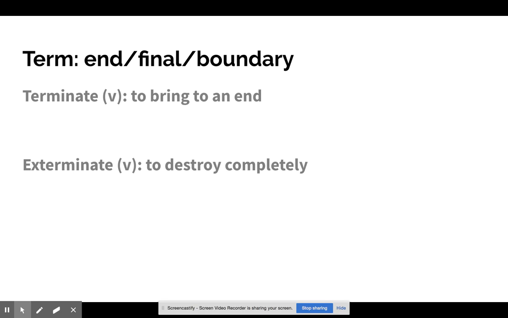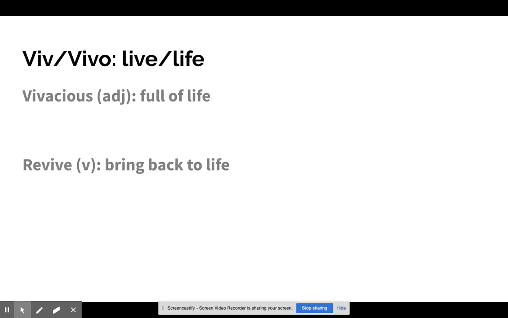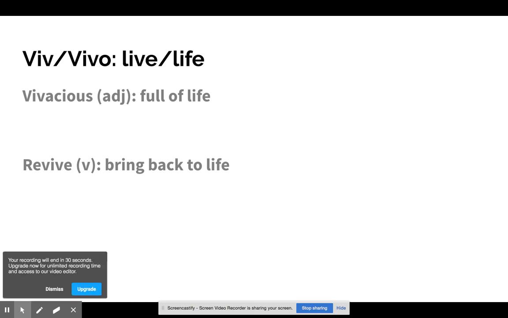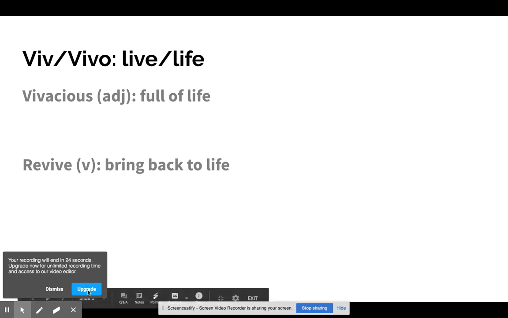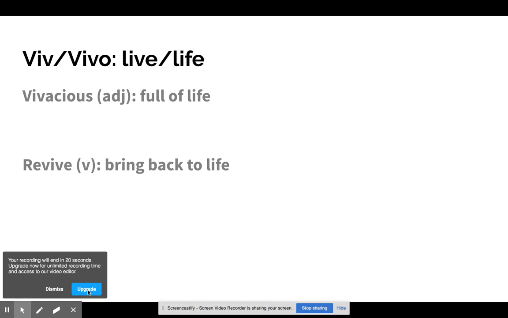It's gone. Next is viv or vivo, which means live or life. And I gave you vivacious, which is an adjective that means full of life. If you describe somebody as vivacious, they're very outgoing. They might be described as bubbly. They like to talk. They make friends easily. They're definitely the life of the party, that sort of thing. So that's what you get with viv or vivo for live or life.